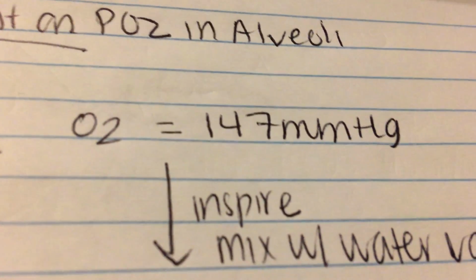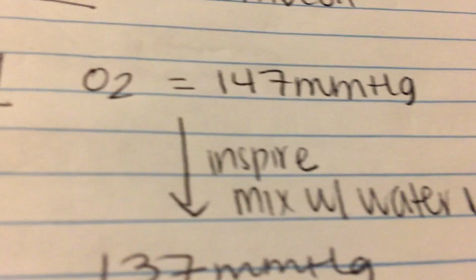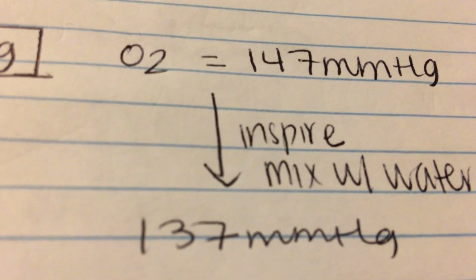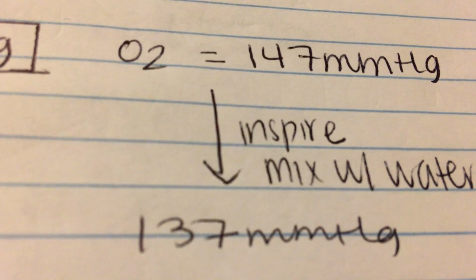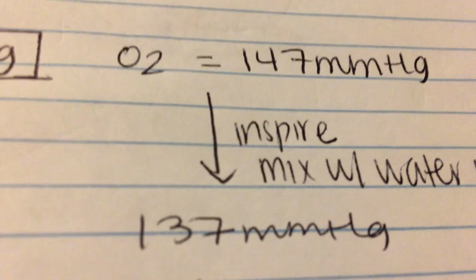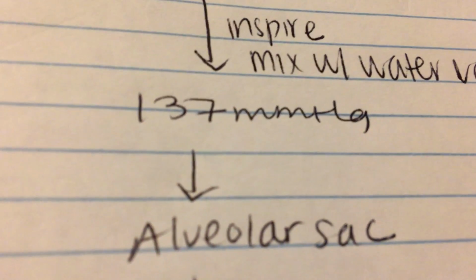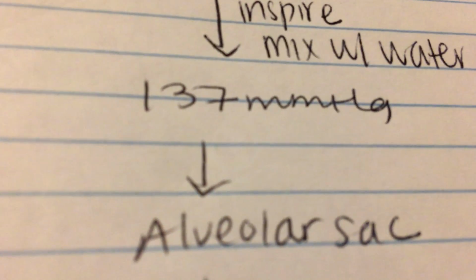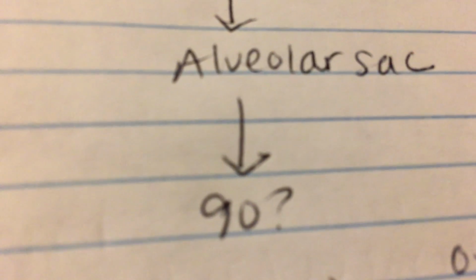Then you would inspire and mix it with water vapor just the same, right? And then that would dilute it, and it would bring it down to 137 millimeters of mercury. Then it would go down to the alveolar sac where it's diluted again. And then we're talking about something like maybe 90 millimeters of mercury at the alveolar sac, right?